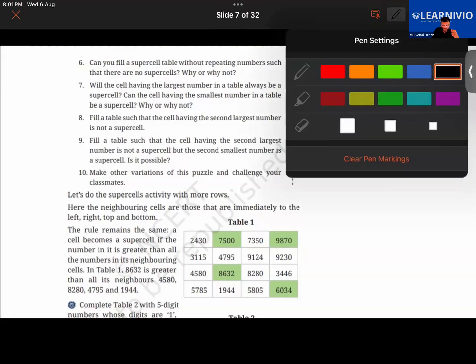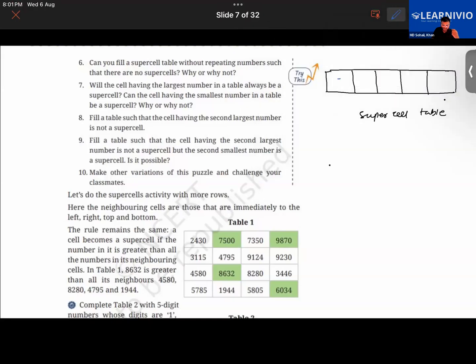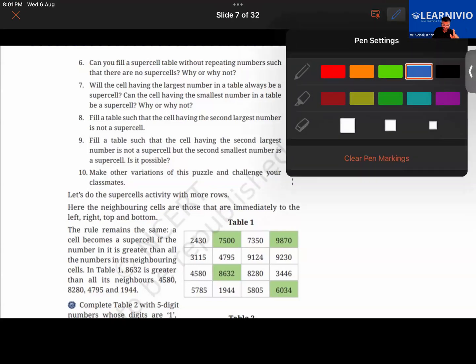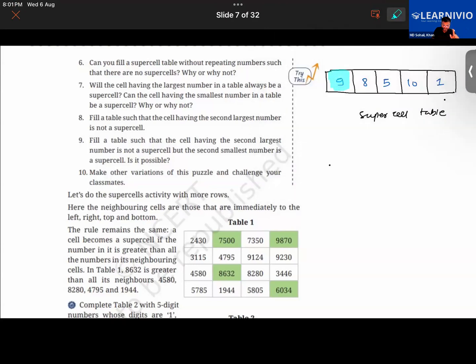Now, if I fill it, let's say I begin with 9, then I write 8, then 5, 10, 1. So there is going to be some supercell. There will be at least one number greater than its neighboring number, but here there are multiple. 9 is greater, 10 is greater, so we have two supercells over here. That's the thing.